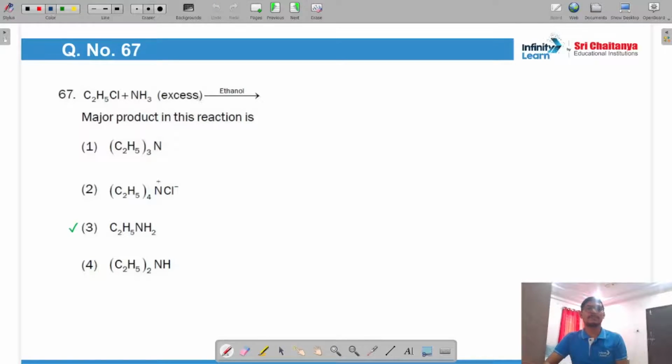C2H5Cl with ammonia. This reaction is, guys, ammonolysis. You will find it under amines or under nucleophilic substitution. So if you take ammonia in excess, this yields you primary amine. But if you take the haloalkane in excess, that results in the formation of quaternary ammonium salt. So that is the correct answer in this case.